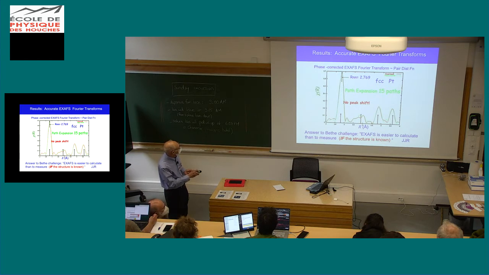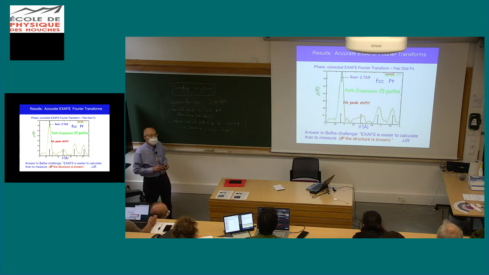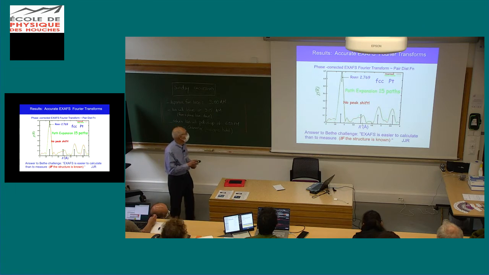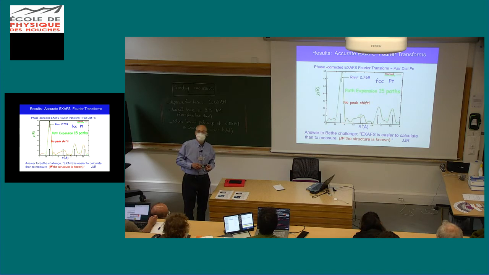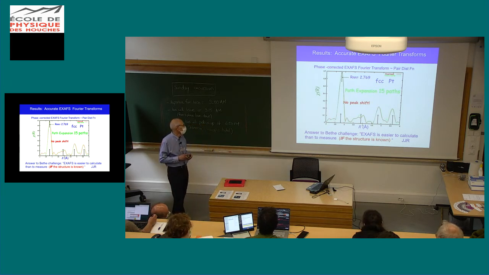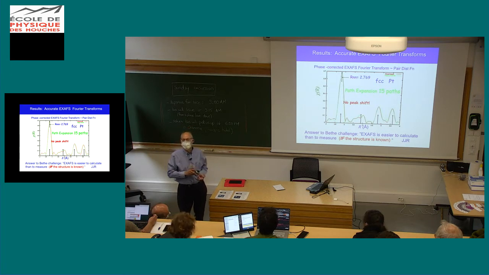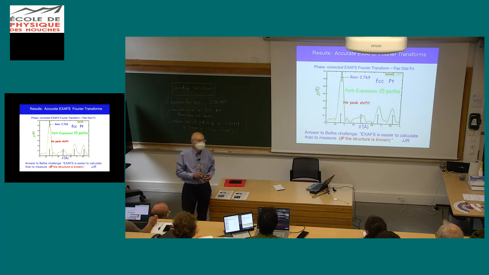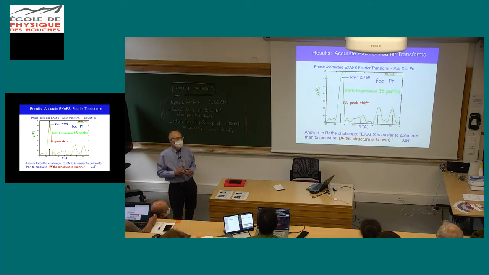And you can see that the peaks match the structure, the radial distribution function of platinum, an FCC material, pretty well. In fact, the accuracy is about 1/100th of an angstrom or better. It's not quite like XRD, but it's close. So this is my answer to Hans. It's a partial answer. So if you know the structure, then this theory does a good job of calculating the fine structure.